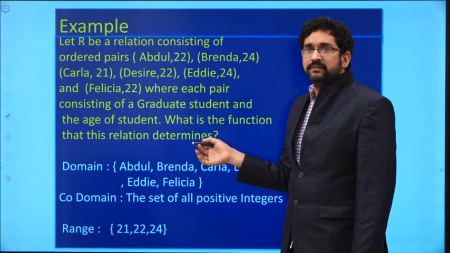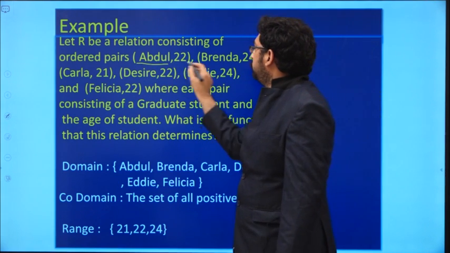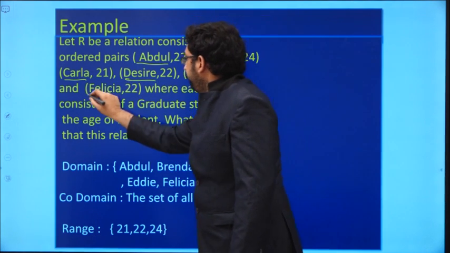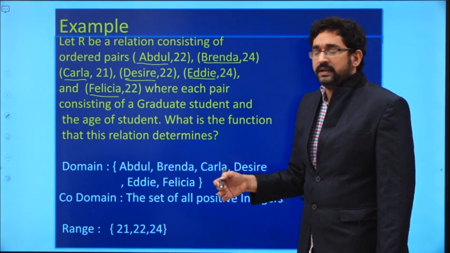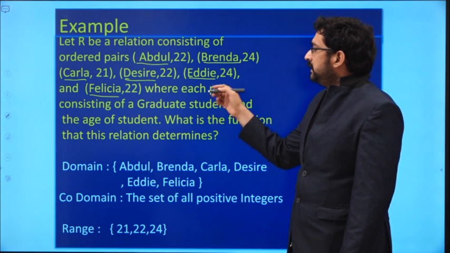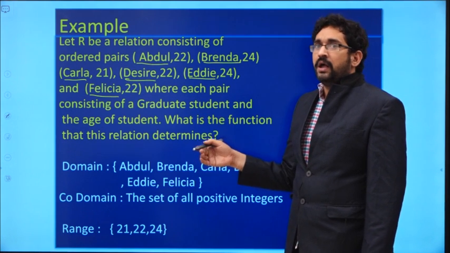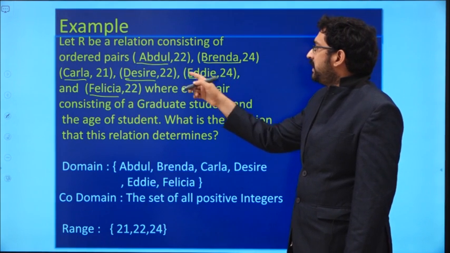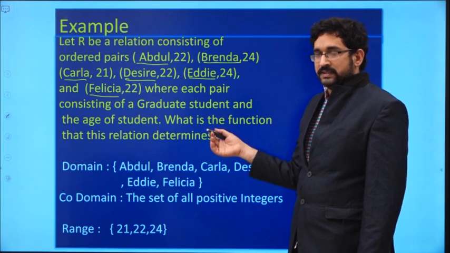Here we define the relation between the set of all graduate students and the ages of the students. So here, what is the domain? Domain contains all the students. Who are the students? Abdul, Brenda, Carla, Desire, Eddie, Felicia. All these come under the domain. So what is the codomain? We can take the set of all positive integers, because here the relation is from graduate students to the age of the students. Automatically we know that age will be positive. So the domain we consider as all these students, and the codomain we take as the set of all positive integers.